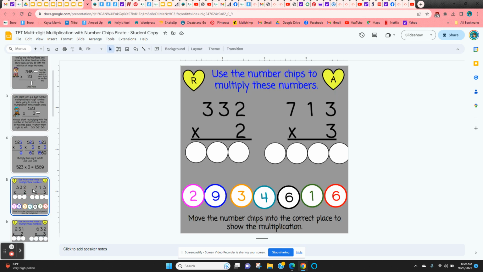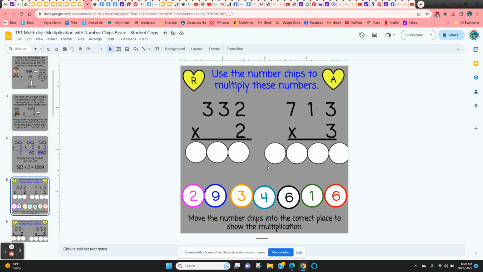We're going to start out with some smaller numbers, a little bit easier problems, and it'll move to more difficult problems as we go. Now we have 2 problems on slide 5. Students are going to be moving these number chips into the correct place to solve the multiplication. And each one of their answers, their products, is going to be linked to a letter in a yellow heart.